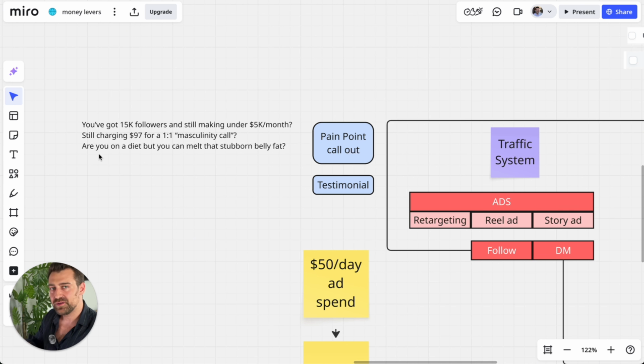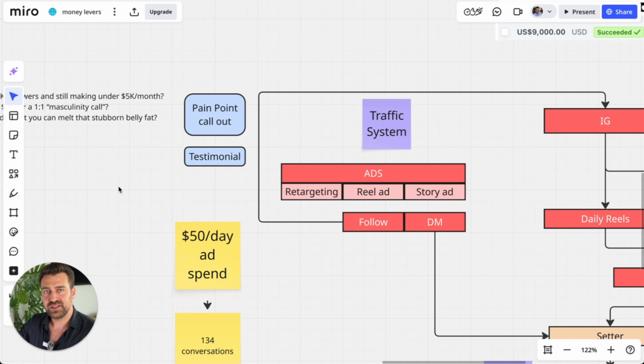You are calling out a pain point, and then people will be like, oh yeah, I'm struggling with that. I'm following the Atkins diet. I'm following the vegan diet. I'm following the keto diet, but I'm still unable to lose weight. And then you present them with your mechanism, which is the exact opposite of what they are doing.